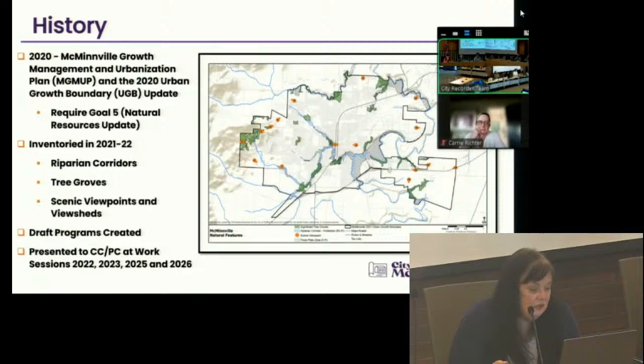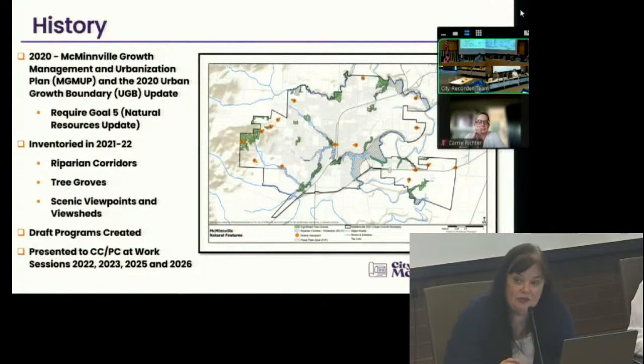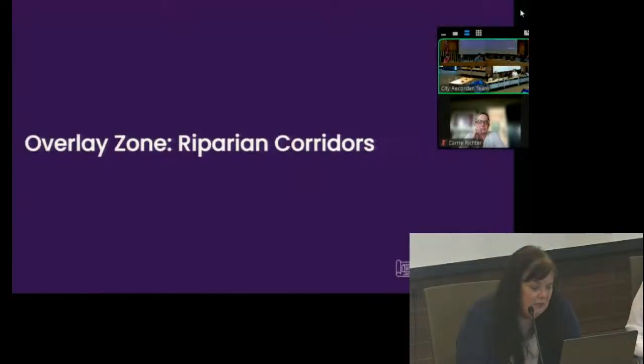So we started in 2020 when we were doing the UGB amendment from the MGMUP. We called that the McMinnville Growth Management and Urbanization Plan. And so we were required to go through a Goal 5 analysis. Then we inventoried in 2021 and 2022 the riparian corridors, tree groves, scenic viewpoints, and view sheds. And we drafted programs, and we've presented those in work sessions to City Council and the Planning Commission in 22, 23, 25, and 26. So this has evolved over the years with different decision-making bodies.